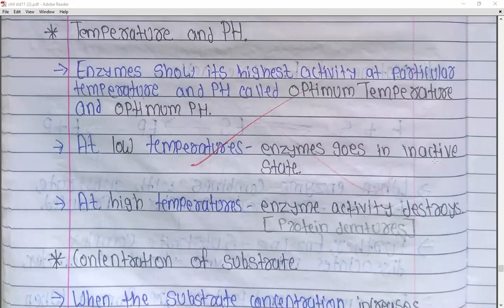Why is it destroyed? Because the protein gets denatured at higher temperatures. So at lower temperatures, it goes into the inactive state where it cannot work properly and the reaction cannot take place. And when the temperatures are comparatively high, the protein is denatured. So again the enzyme cannot work properly. So this is about the first factors, temperature and pH.